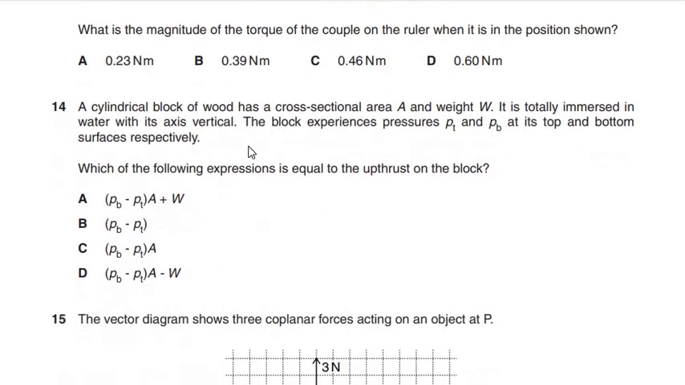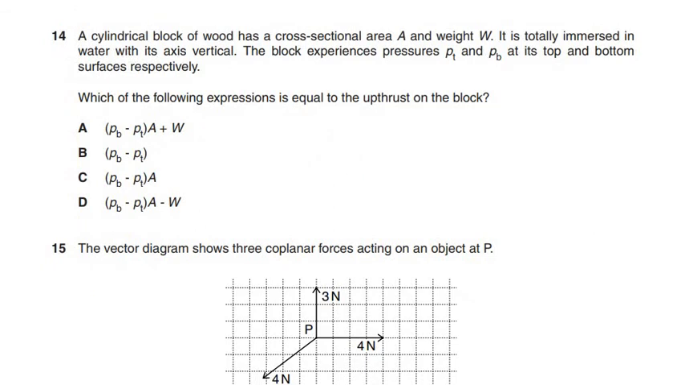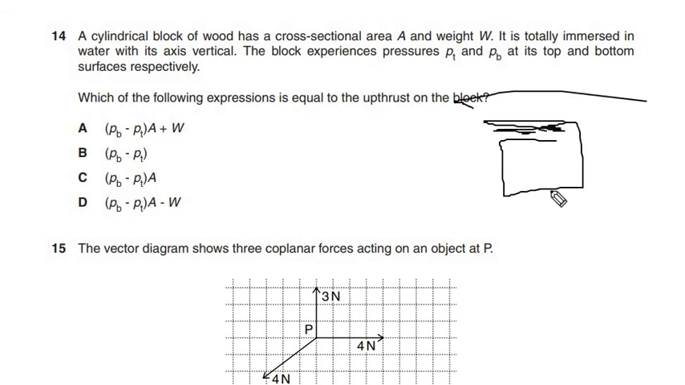All right, next, a cylindrical wooden block, cross-sectional area A, blah blah blah. Basically, we want the upthrust acting on the block. It's totally immersed in water. We know upthrust is due to a difference in pressure, right? Pressure increases with depth. So if you take a block in water and go deeper, there's a certain pressure acting on the top of it and a certain pressure acting on the bottom of it. This is what they're saying, pressure top and pressure bottom, so PT and PB.